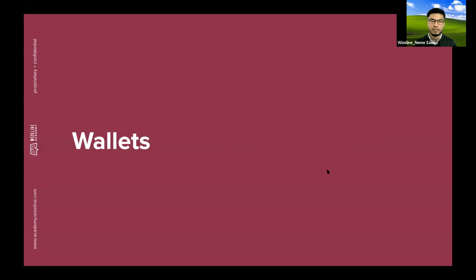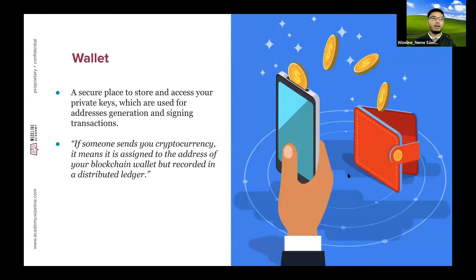Yeah, so this last topic is wallets. Next slide, please. Yeah, so a wallet is a secure place to store and access your private keys, which are used for address generation and signing transactions. Maybe a better analogy than wallet is a keychain or a checkbook, because the coins are not stored in the wallet. You use the wallet to sign transactions. Similar to a checkbook, you write checks using your signature and you use that to send funds.